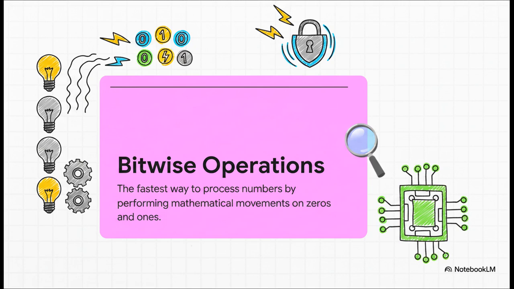Now, because the computer operates entirely on these 1s and 0s, the absolute fastest way to manipulate data is by using something called bitwise operations. Instead of doing standard math, like adding or subtracting big, normal numbers, bitwise operations do mathematical movements directly on those individual lit and unlit bulbs. Because this is happening right at the base level of the computer's hardware, it happens at lightning speed. And that speed, combined with how complex it gets, makes it the absolute perfect foundation for incredibly strong encryption.